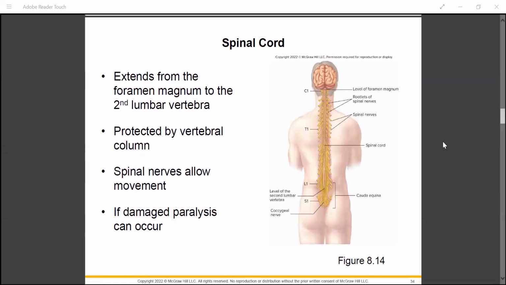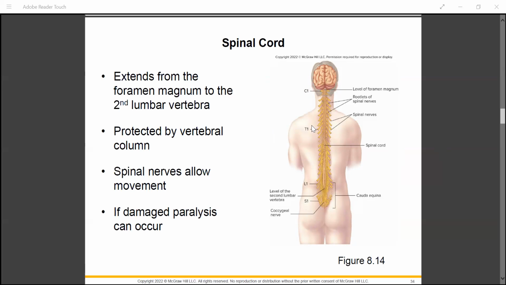All right, so we're going to start with the spinal cord. Our spinal cord extends all the way from the foramen magnum. Remember, our foramen magnum is the opening at the inferior or bottom portion of our skull that allows the brainstem to exit. So our brainstem and spinal cord are continuous with one another. It's not like our brainstem ends and then our spinal cord starts. It's just that the foramen magnum is our dividing line.